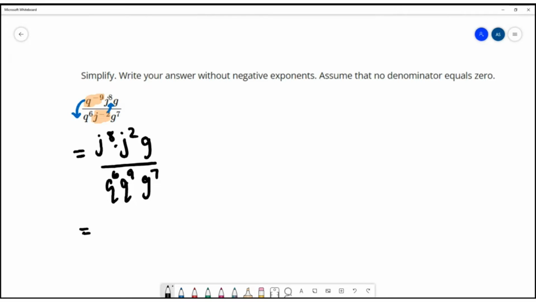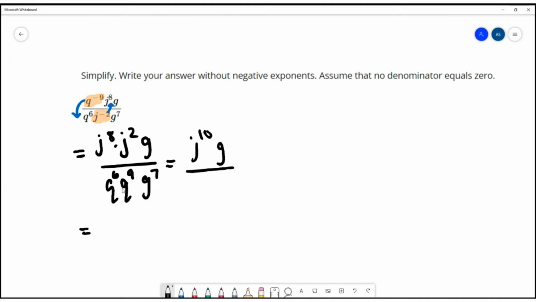Now that those negative exponents are gone, I'm focusing on my product rule and quotient rule. Product rule is when you're multiplying expressions with the same base. Quotient rule is when you're dividing expressions with the same base. With the product rule, you add the exponents. With the quotient rule, you subtract the exponents. So I would have j to the 10th when I add the j exponents together.